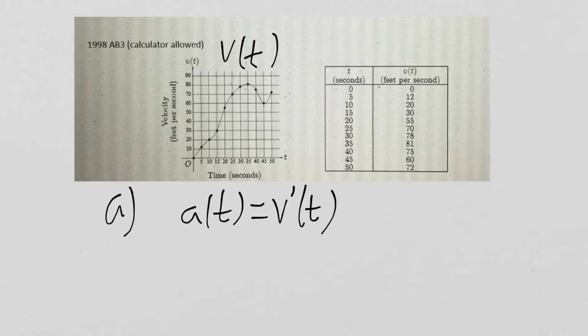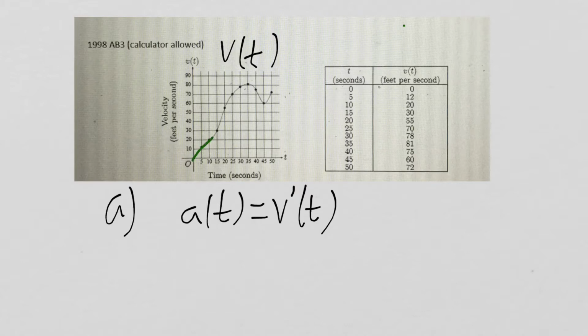So v prime is just going to represent the slope of v of t. So we can see whenever v of t is increasing, v prime of t is going to have to be positive. Whenever v of t is decreasing, v prime of t is negative. So what we can do here is use some colors. We'll start with green for our increase.